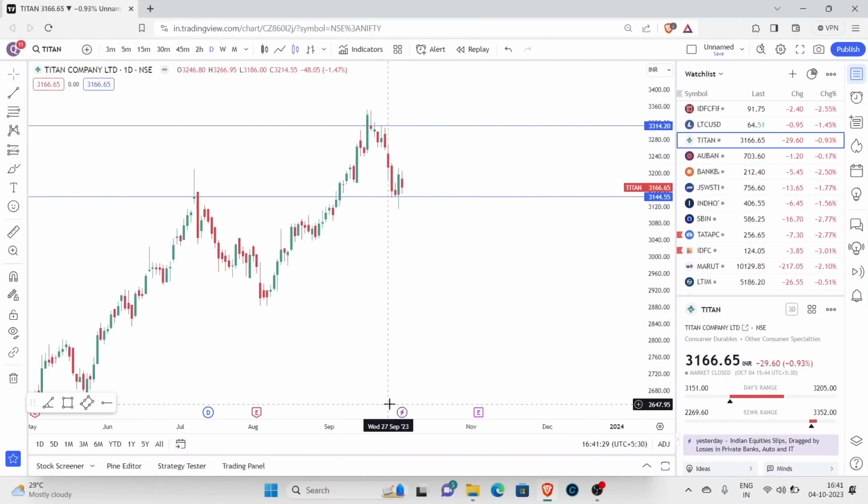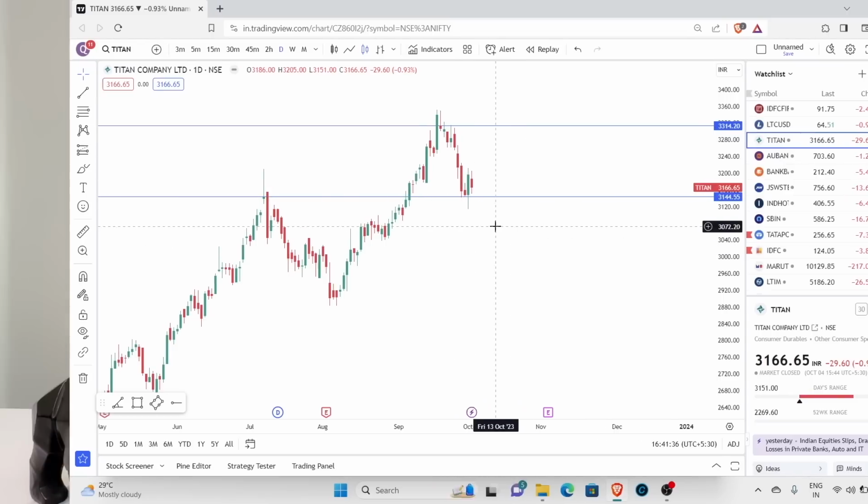So whenever I am trying to plan a trade, I should be looking for a risk to reward of well over 1:2 or 1:3 at least for me to get a favorable trade. Now if I were to plan a trade which is 1:2 or 1:3, I will simply look at Titan. So I see that Titan has a very good support at 3150. Right now Titan is trading at 3166.